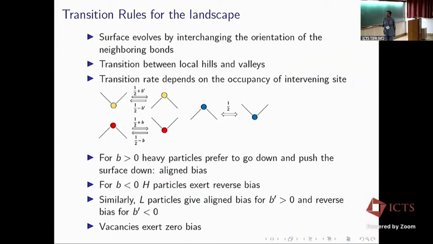Okay, so for the light particles also, positive B prime means light particles are pushing the surface upward in their same preferred direction of motion. That is called an aligned bias, and if B prime is negative, the light particles exert a reverse bias. And vacancies exert no bias, because for a vacancy, local hill-valley transitions happen symmetrically. So this is the model.